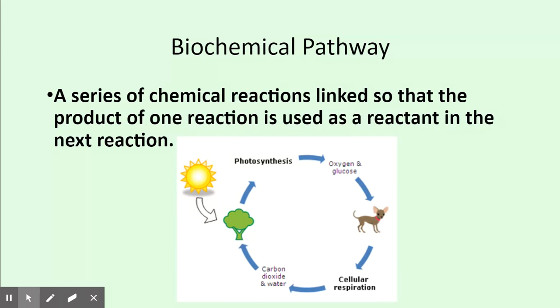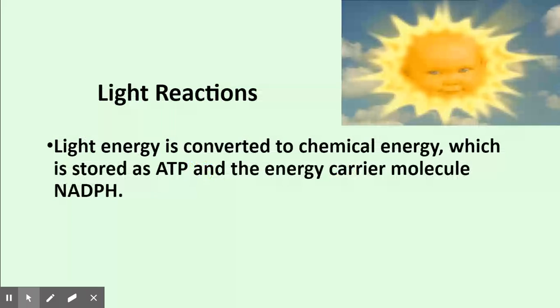Then we have what's called a biochemical pathway. This is going to be chemical reactions that are linked so that the product of one reaction is going to be used as the reactant in the other. For example, in photosynthesis, we're going to start out with the sunlight and carbon dioxide. Then it's going to produce oxygen and sugar, which, for example, if you have a little chihuahua here, he needs oxygen and sugar. We need oxygen and sugar to survive. And then we're going to process that in a chemical reaction and make the carbon dioxide for the plants. And so that's just going to be one continuous cycle, or a biochemical pathway.